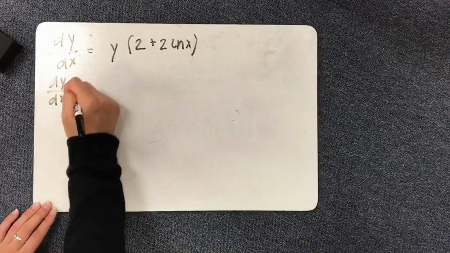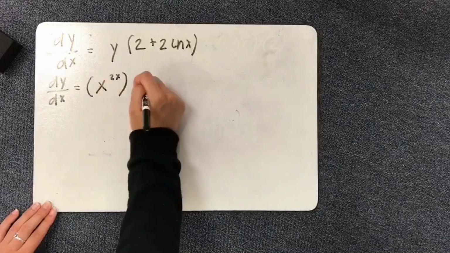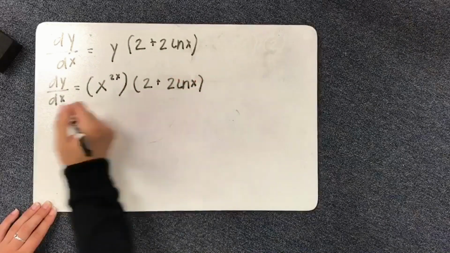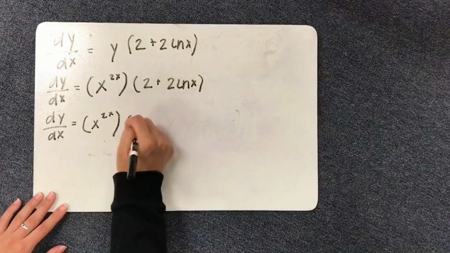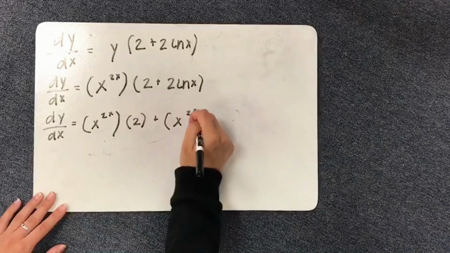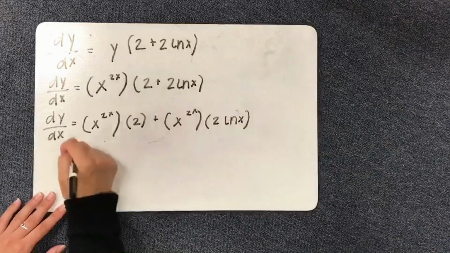We know that y equals x to the 2x, so let's plug that in for y. Now we have to distribute the x to the 2x, which leaves us with 2x to the 2x plus 2x to the 2x times the natural log of x.